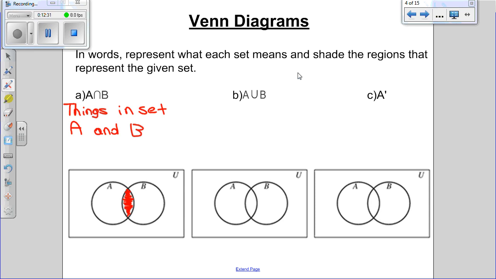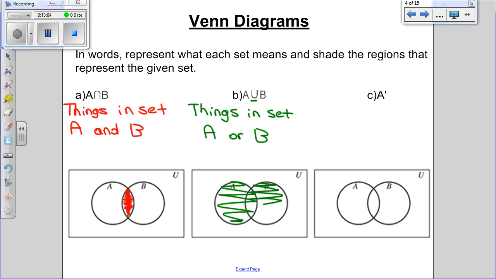B says anything that's in set A or B. So I'm going to write that in words. Things in set A or B. So if I was going to shade that in, I would shade in everything that's in the bubble A and anything that's in the bubble B. And you'll see it includes where they overlap.